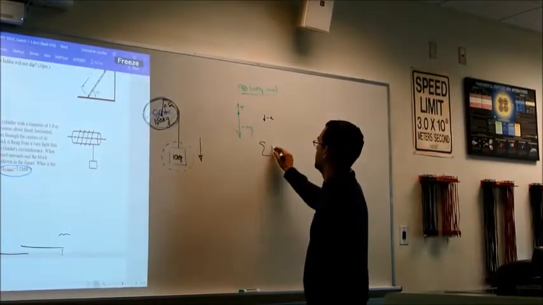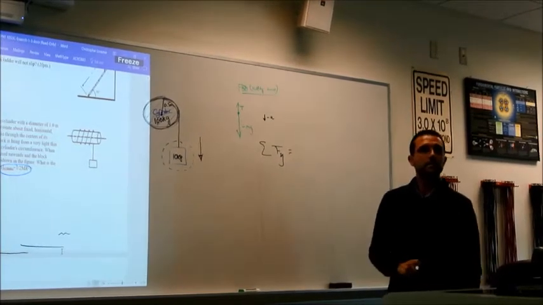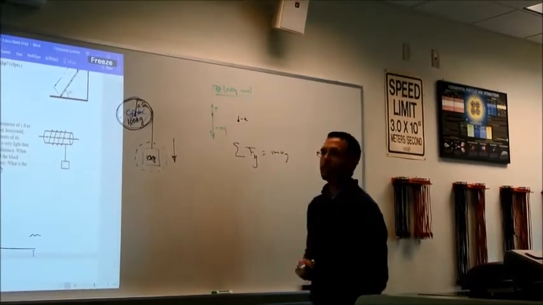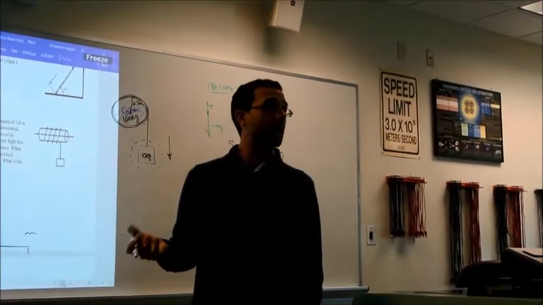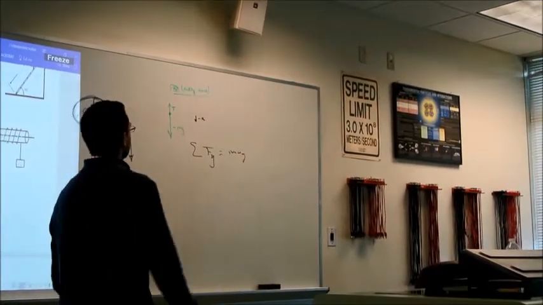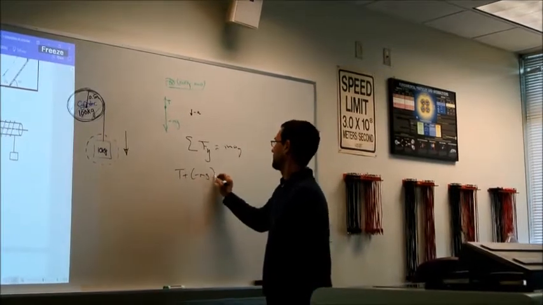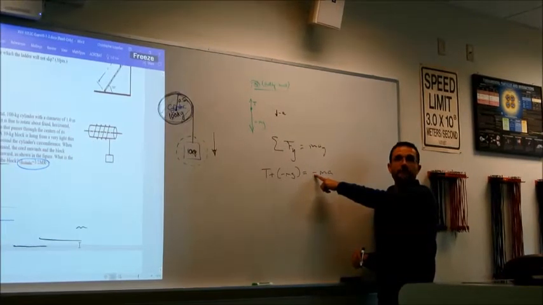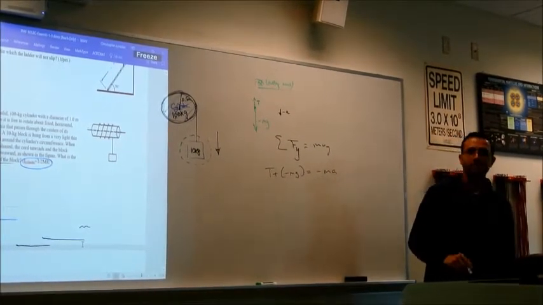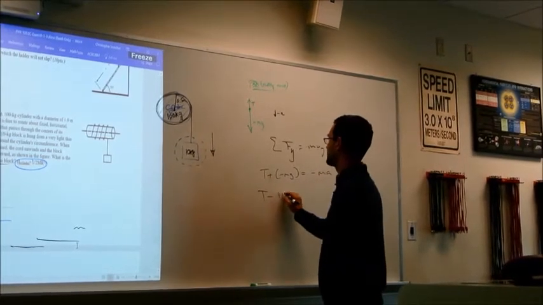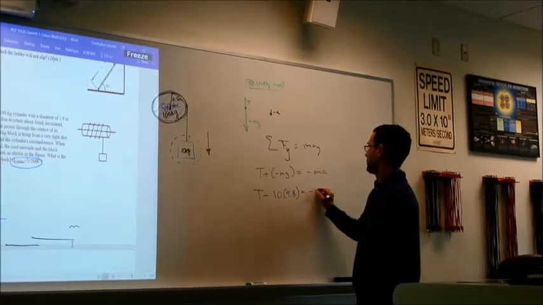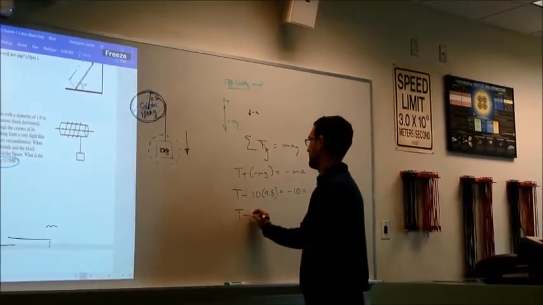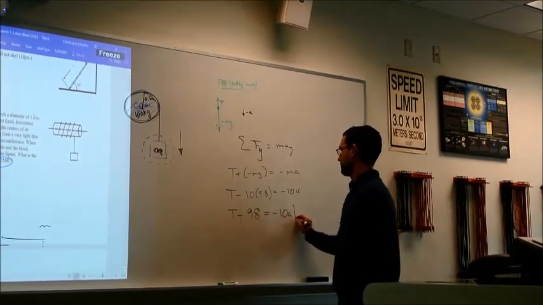So we're going to sum not torques, but forces, because this object is not spinning, it's falling. It's accelerating in a straight line. That's equal to mass times acceleration, not zero this time, because it's not equilibrium anymore. Now I have something that is speeding up. So I'm going to have tension plus negative mg is equal to negative ma. Why is there a negative sign here? Because the acceleration is negative. Acceleration's down. Very good. So now I'm going to have tension minus 10 times 9.8 is equal to negative 10 times a. So tension minus 98 is equal to negative 10a.